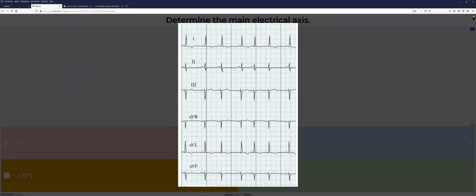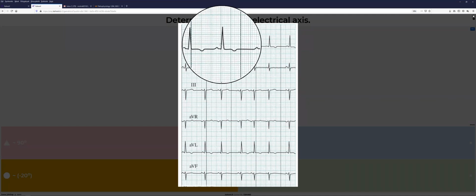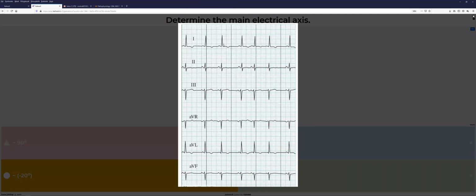So you are perpendicular to lead number 2. What does it mean? Lead number 2 is looking at 60. So 60 minus 90 makes minus 30, or plus 90 makes 150. Which one? You have to look at lead number 1. Are you on the left side or right side? That's the left side, so that's minus 30.